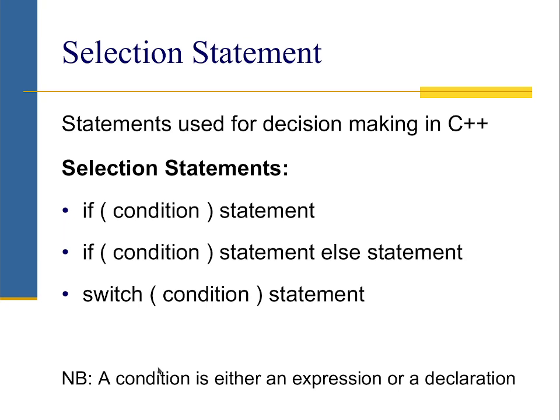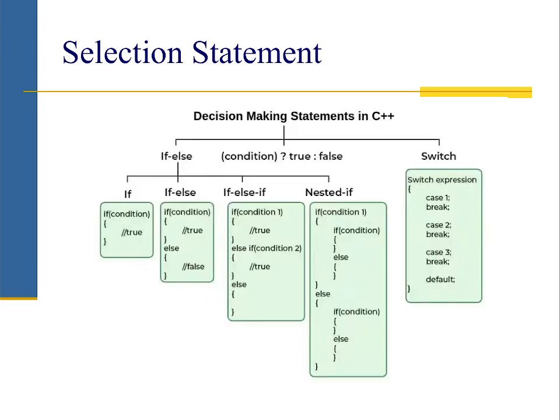We have also selection statements, and these statements are used for decision making in C++. Selection statements like the if condition statement, else statement. We also have the switch condition statement. You have to note a condition is either an expression or a declaration. Right, so these are decision making statements in C++. You have the if else condition, true or false. You have the switch, if else, if, nested if.